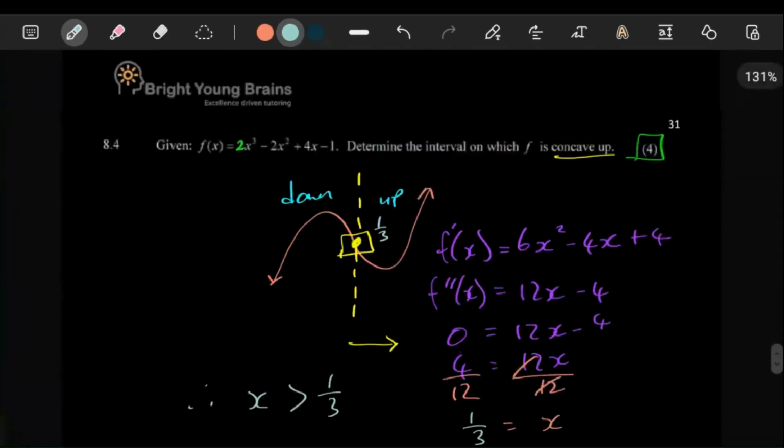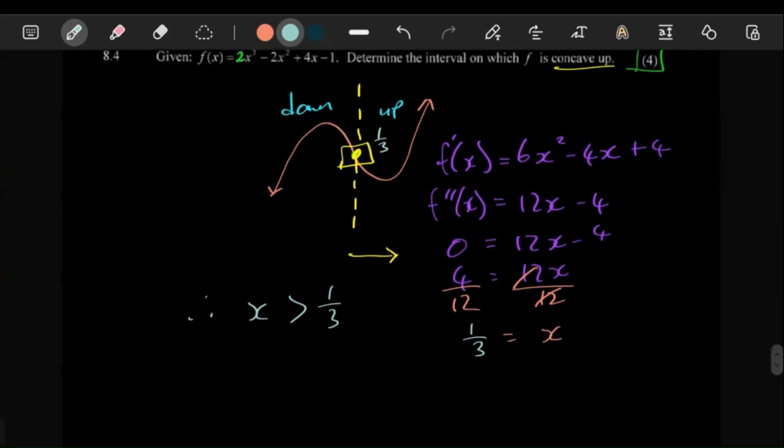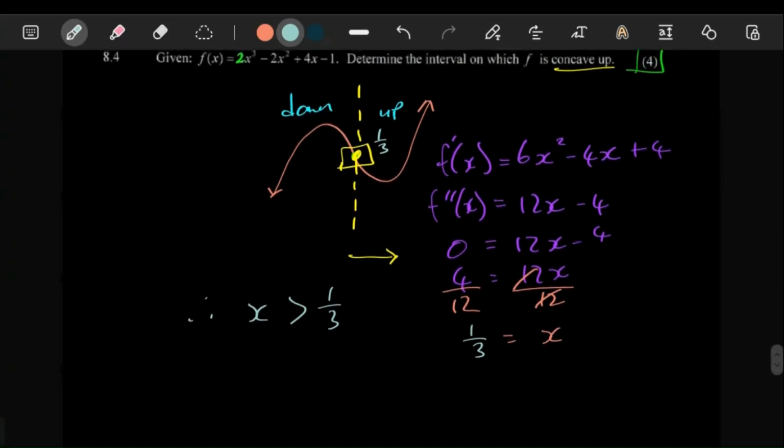So that's why this is a 4-mark question, because they're going to give you a mark for differentiating once, twice, making it equal to 0, finding the x value, and then obviously giving a final answer. All this can give you like 3 marks. This is your final answer. Let's move on to the next question.